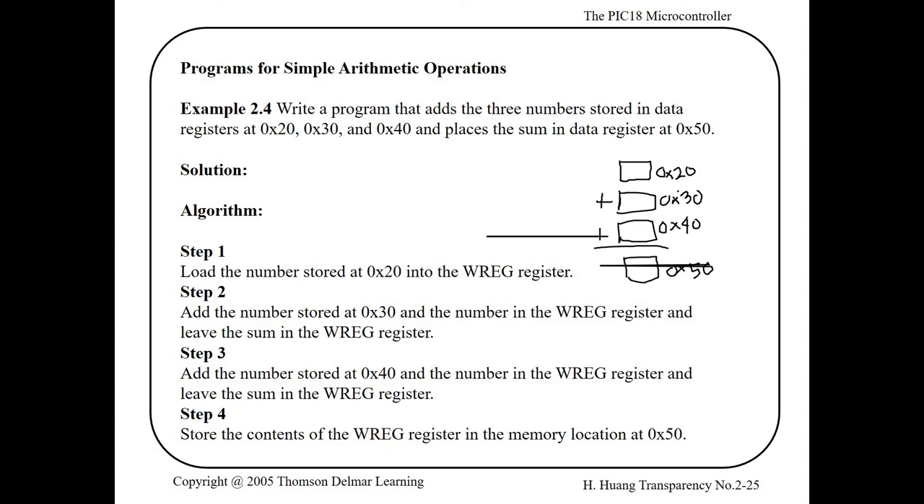So you got the idea? The content of hex 20 you have to add with the content of hex 30, and you can store the answer in hex 30, or you can store it in the working register. I think storing in the working register will be much easier. And then from there you need to add hex 40, and you can store the answer in the working register. And then you can MOVWF to hex 50. Is that okay?